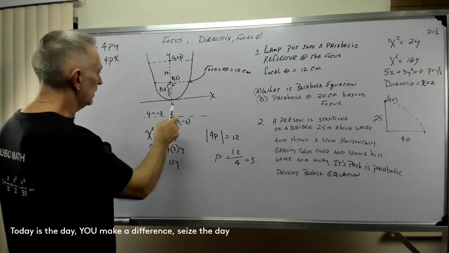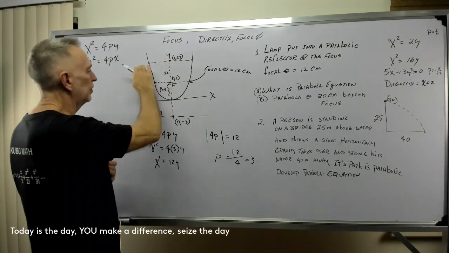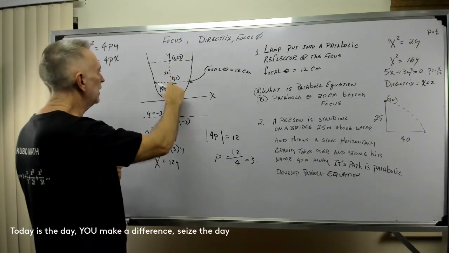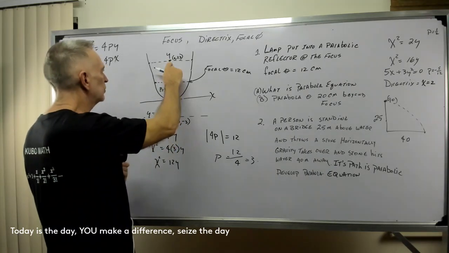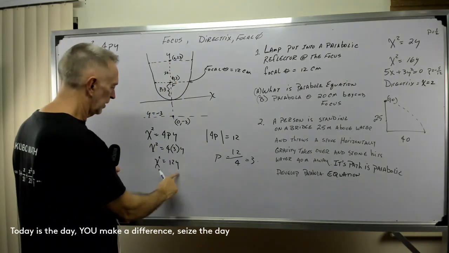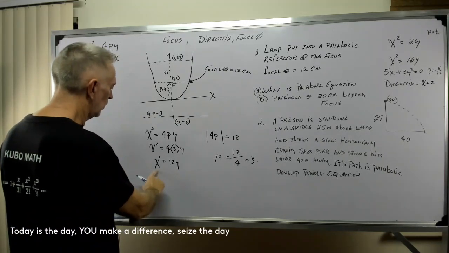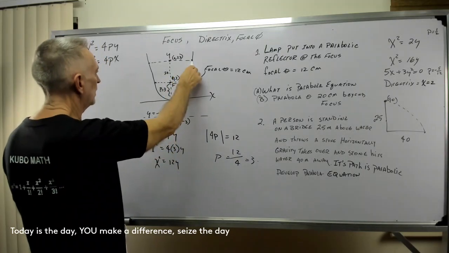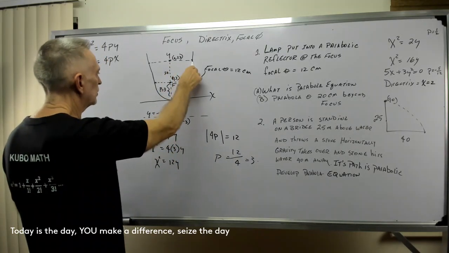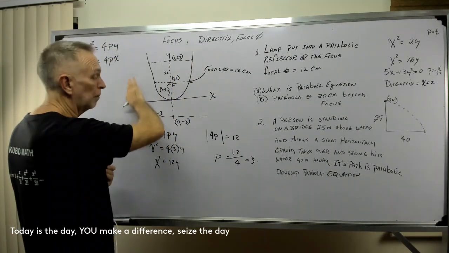All right, so we're sitting there. They want to know the parabola diameter at 20 centimeters beyond the focus. So we're 3 plus 20, we're sitting up there at 23. So y equals 23. So we can solve for what the value of x would be, which, since we're going to do a square root, would have plus or minus.